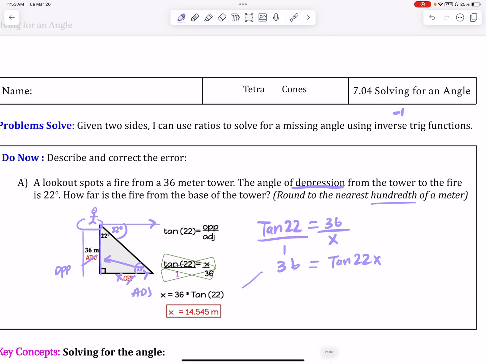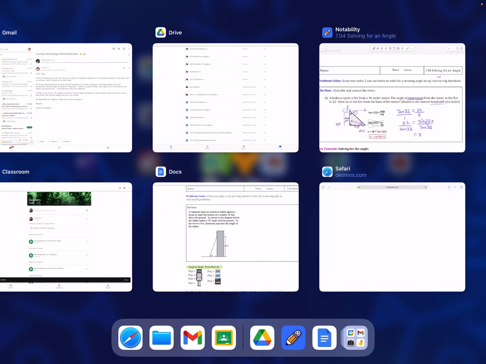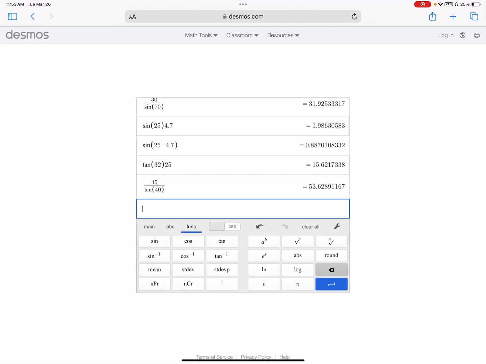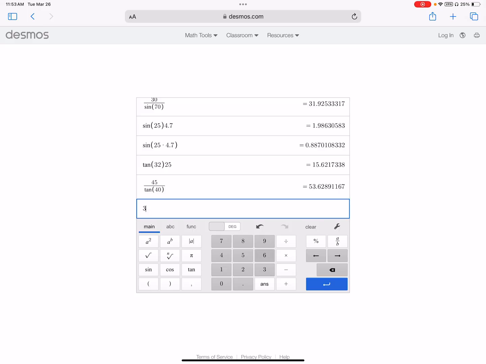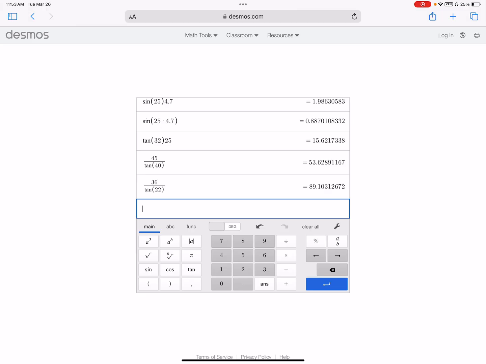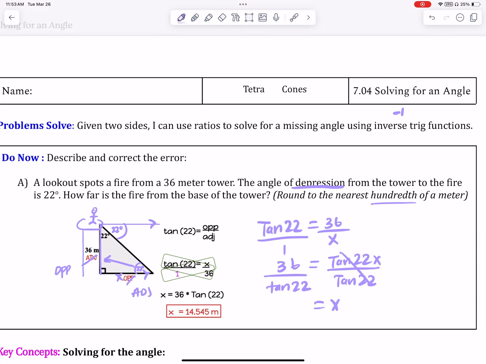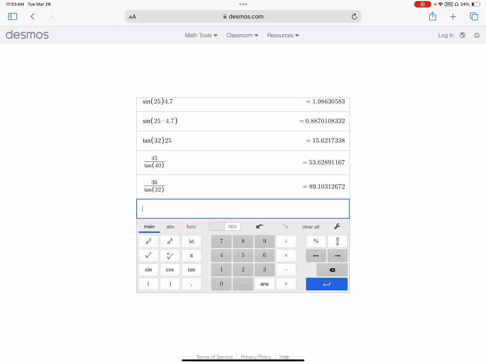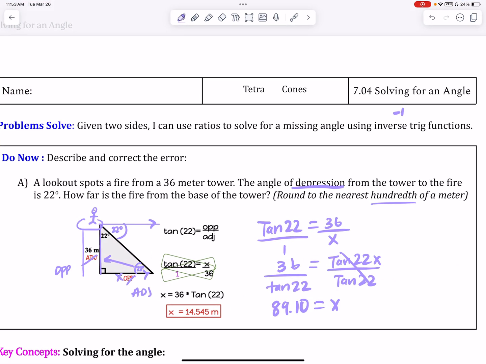So that's different from here. Even our proportions are different. And divide by tan 22 on both sides. And then x equals 36 divided by tan 22. And we get 89.10. Make sure you're in degree mode. And we're rounding to the hundreds, so yeah, 89.03, which rounds to 89.10 anyways.